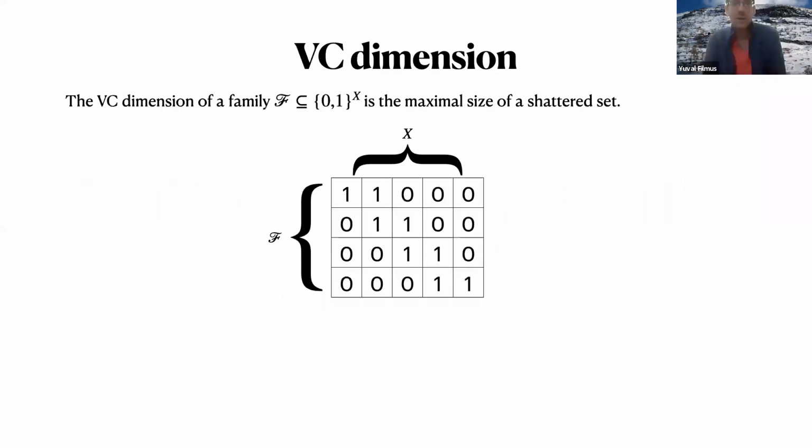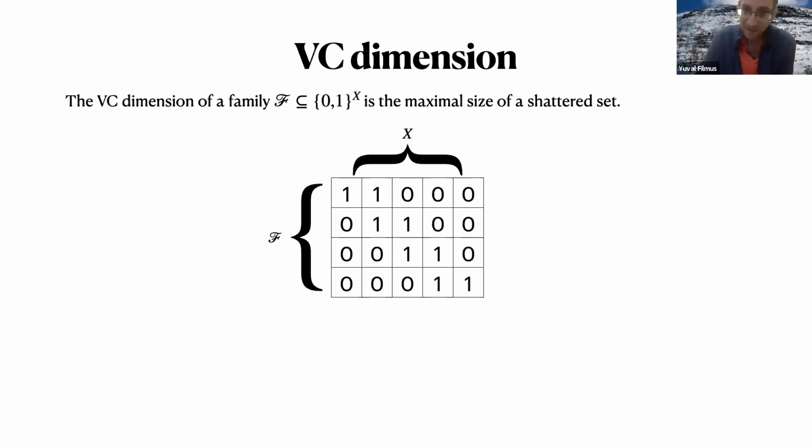Okay, so what is VC dimension? VC stands for Vapnik-Chervonenkis, two pioneers of statistical learning theory. And this is a kind of parameter of a family of subsets of a set X. Okay, so here you have an example. So this family is called F and consists of binary vectors, which we identify with sets of the elements of X. Okay, and what's the VC dimension of a family? It's the maximal size of a shattered set.